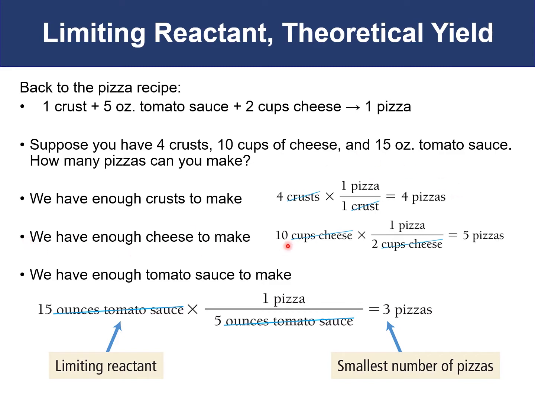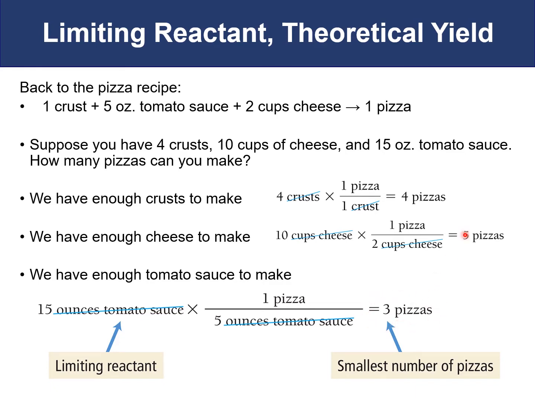For the cheese, we have 10 cups of cheese. Each pizza requires 2 cups, so we can use our ratio of pizza to cheese to determine that we can make 5 pizzas from the amount of cheese that we have. We can do a similar thing for our tomato sauce. We have 15 ounces of tomato sauce. It requires 5 ounces of tomato sauce per pizza. So if we take our 15 ounces times 1 pizza per 5 ounces, we get an answer that from our tomato sauce, we can make 3 pizzas.